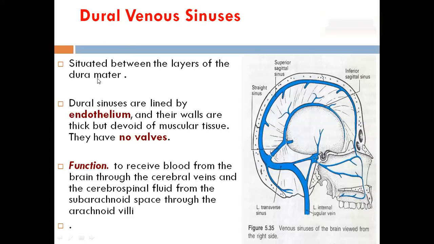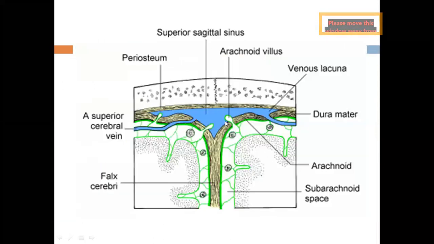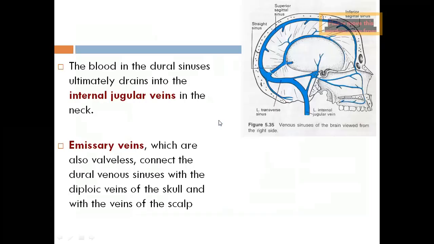The dural venous sinuses, as you know, are situated between the 2 layers of dura mater, which are lined by endothelium, and their walls are thick, but they do not have any valves. The function of these dural venous sinuses is they receive blood from the brain through cerebral veins and the CSF from the subarachnoid space through the arachnoid villi. Okay, so these are the arachnoid villi. So from the arachnoid villi, this venous blood is also receiving CSF.